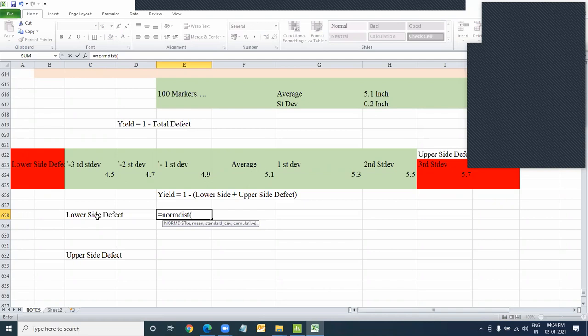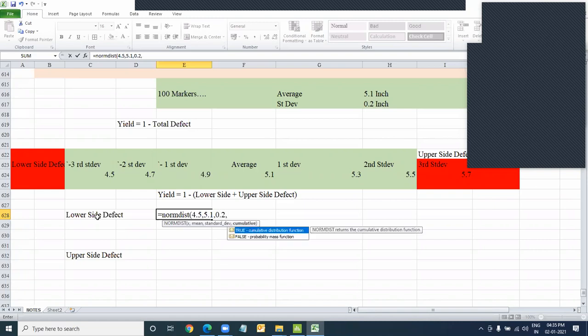Now, what does it mean? Anything which is less than what value? You're calculating the lower side defect. Less than what? 4.5. Absolutely, yes. So it's saying anything less than 4.5 is a defect. So value of x, less than what value is a defect? It's 4.5, comma. It's asking for mean, the average of the process, my 5.1. 5.1. Perfect. The standard deviation, 0.2, comma.